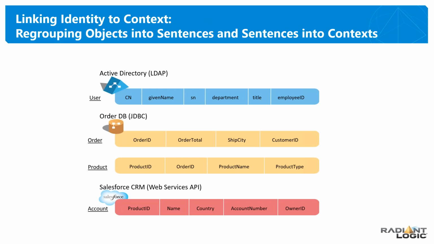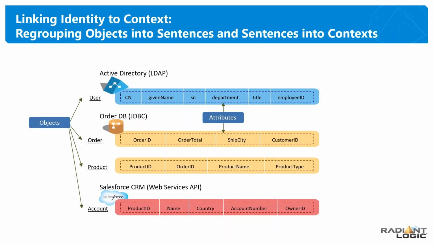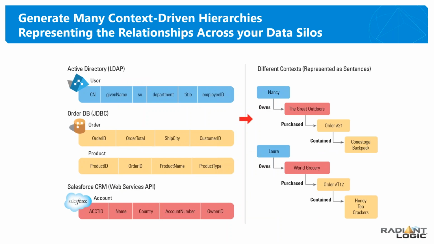So even though it may come from multiple sources, each with its own structure and its own format, I can bring those different objects together, and using the attributes that link them together and the relationships, I can build a hierarchical model here that relates that information together. So I have Nancy, who owns the Great Outdoors account, that purchased Order 21 that contained a Conestoga backpack. That flow of data now can be a template for your policy where Nancy has access to all customers that she owns, and she can see all orders those customers placed if they were placed through Nancy, and she can see inventory for any of the information that was purchased by her customers that's shipping. So to do that, you have to have that relationship.